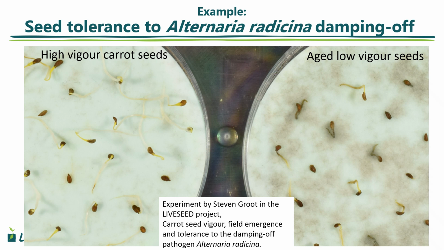What you can see is that high vigor seed results in healthy seedlings, while seedlings with the low vigor on the right damp off under the disease pressure. This illustrates that physiological seed quality contributes to seed health by making seedlings more resilient to biotic stress factors such as soil-borne diseases.